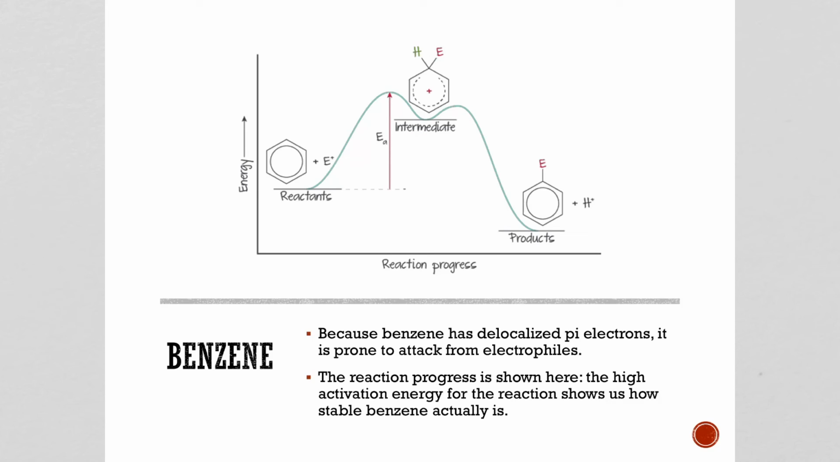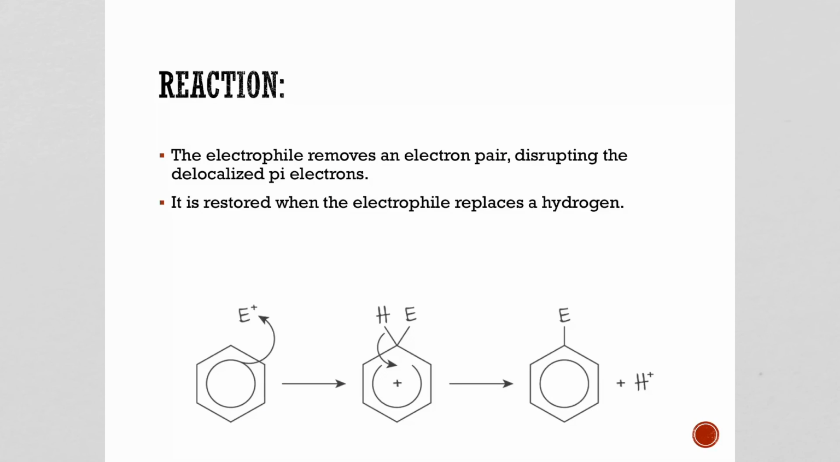And we can see that it's a substitution reaction that occurs because we maintain the ring. So in the reaction, the electrophile removes an electron pair and it disrupts the delocalized pi electron system. And it gets restored, however, when the electrophile replaces a hydrogen. So the hydrogen leaves, the electrophile goes in, and we still have maintained our benzene ring.